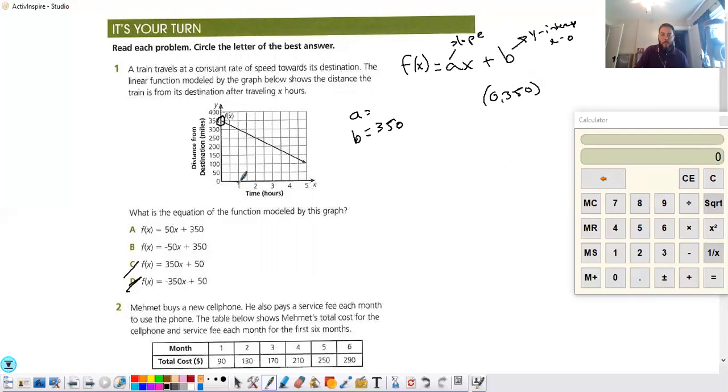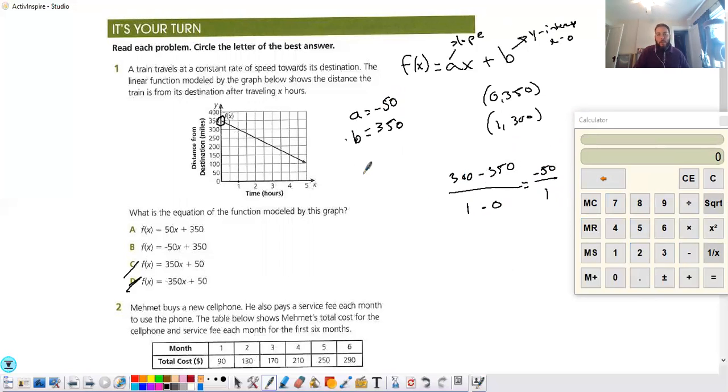And then our second point, if we go over to 1, up to 300. So 1, 300. So now if we want to find our slope, we take our 2 points here and we find the change. If we're starting here, we have 300 minus 350, which is our change in y, over 1 minus 0. 300 minus 350 is going to be negative 50 over 1. Negative 50 over 1 is just going to be negative 50.